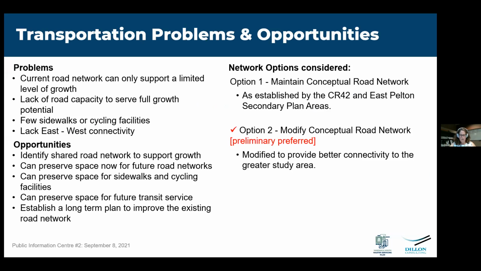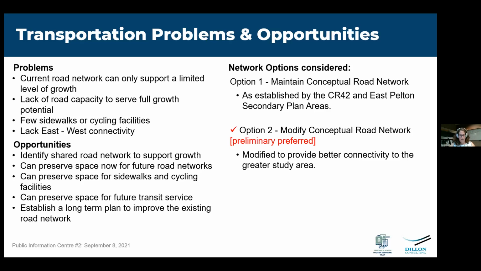So at the onset of this project, it was determined that to support growth and associated transportation needs within the study area, the project team determined that the road network would need to be expanded to support all modes of transportation and not focus solely on vehicular access. So problems identified include that the current road network can only support a limited level of growth, that there's a lack of road capacity to serve full growth potential of the area. The existing network would only support a few sidewalk and cycling facilities, and that there's a lack of connection options within this network connecting to the east and west.